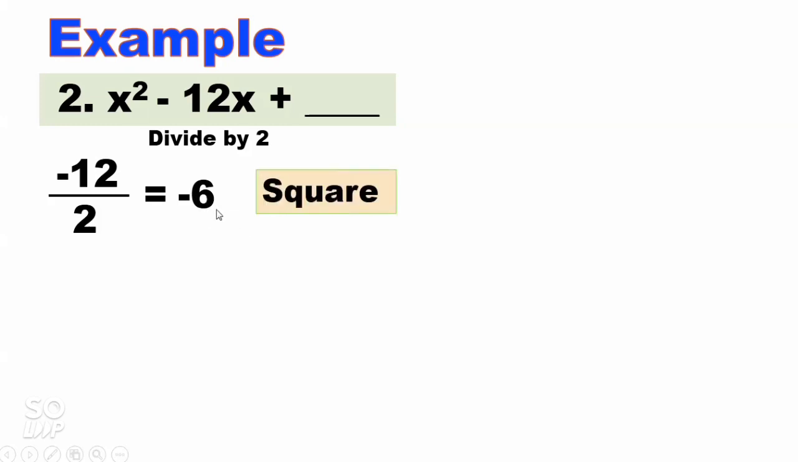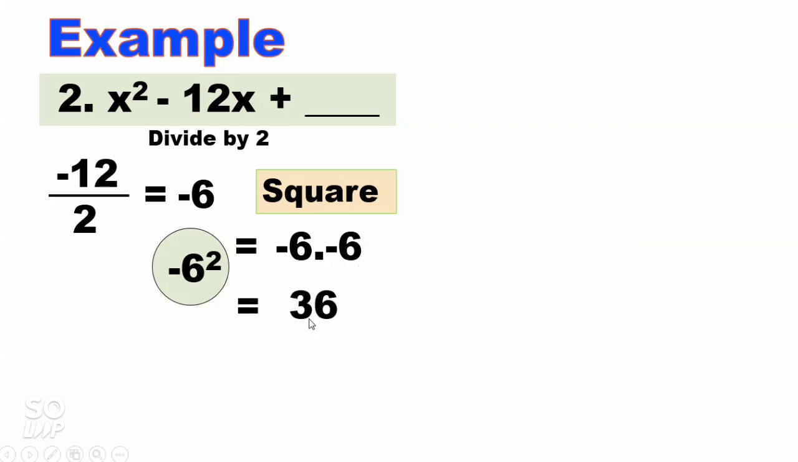Then, square natin yung negative 6. Negative 6 squared is equal to 6 times 6, or negative 6 times negative 6. And the answer is positive 36. So, yan yung number na i-add natin sa third term para maging perfect square trinomial.